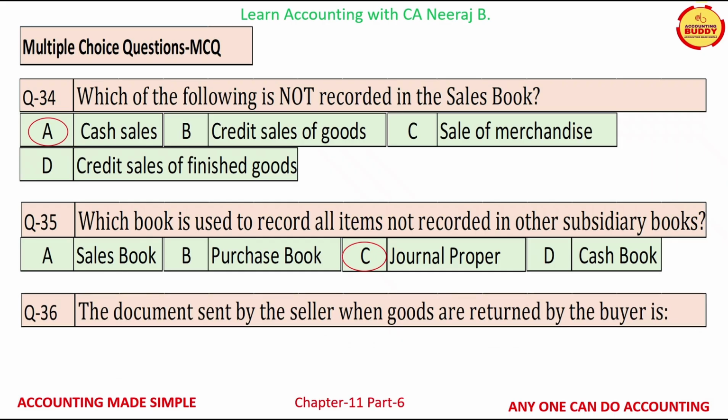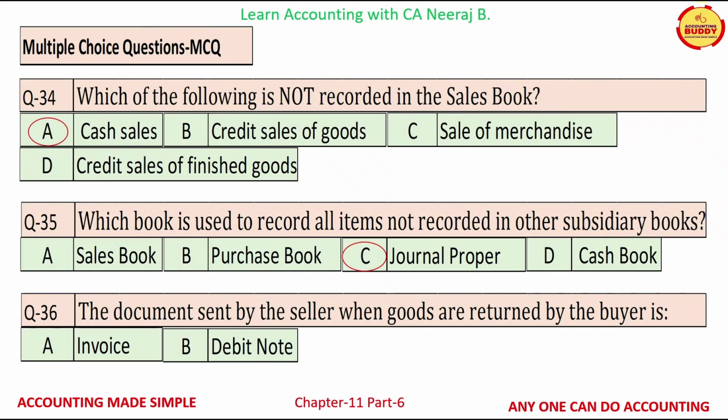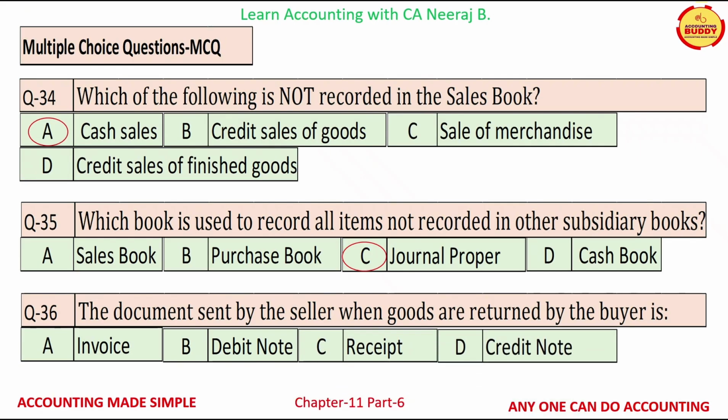Question number 36 is the document sent by seller when goods are returned by the buyer is, and the available options are option A, invoice, option B, debit note, option C, receipt, and option D, credit note. And the correct answer is option D, credit note.